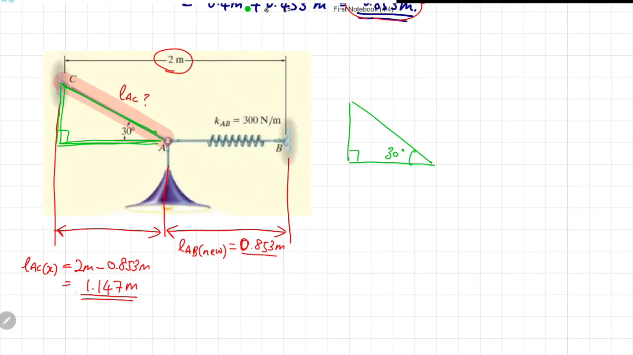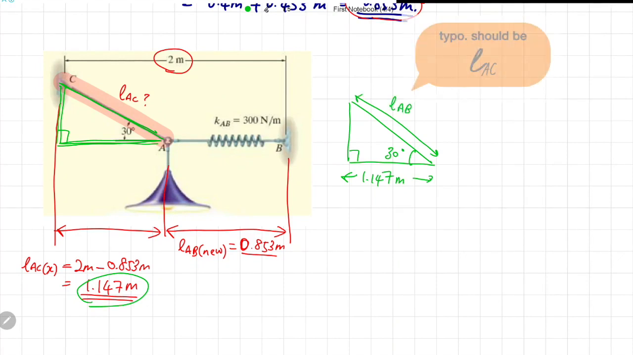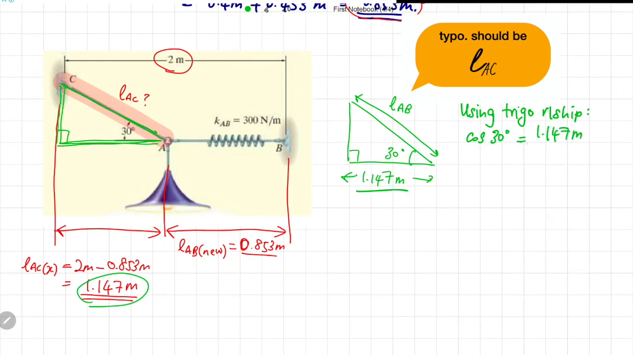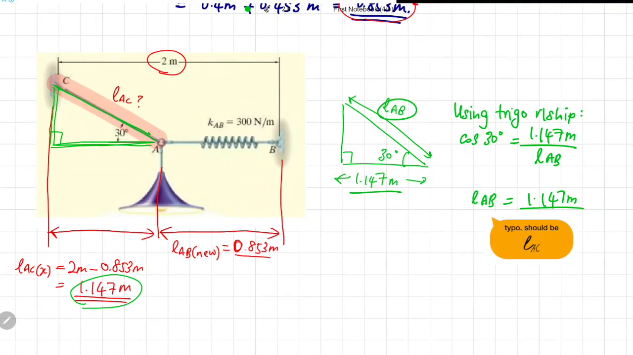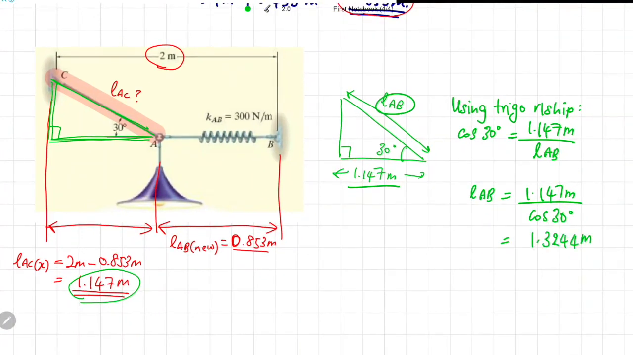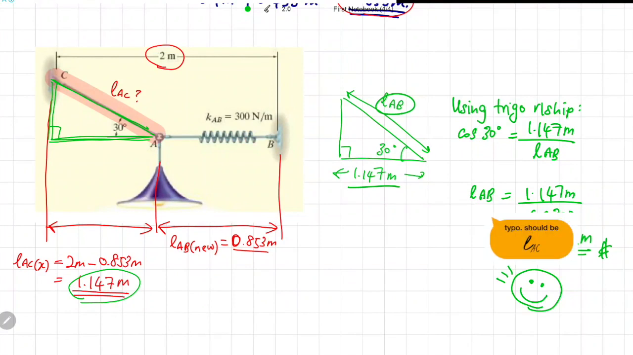So with this triangle, you can actually use the trigonometric relationship. We know the length at this point is 1.147 meter, and the length that we want to calculate is the length AC over here. And we know the angle 30 degrees over here. So using the trigonometric relationship, you can use the cosine equation, whereby cos 30 is equivalent to 1.147 meter divided by the hypotenuse, which is the length of AC. So you can rearrange the equation and calculate the length of chord AC to be 1.3244 meter. Okay, we got the answer. Please notice I made a mistake in my slide over here. The LAB should be replaced with LAC.